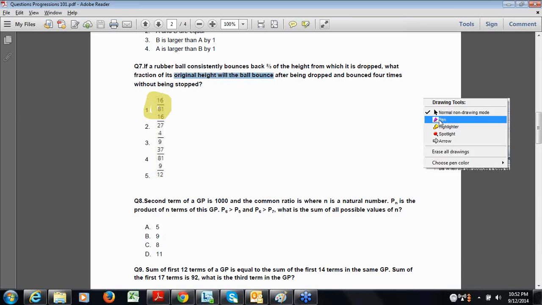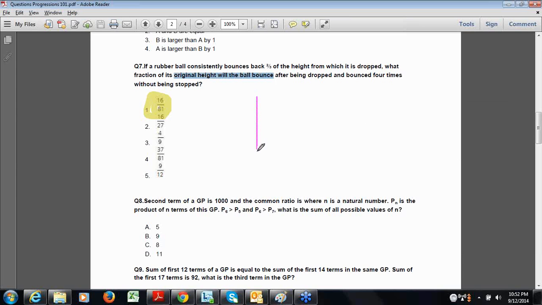Let me explain once again. First time you dropped the ball, it bounced back this much. Next time it became this. Next time this. Next time this. Fourth time this. So what it is asking is, what is this value? This is the question.